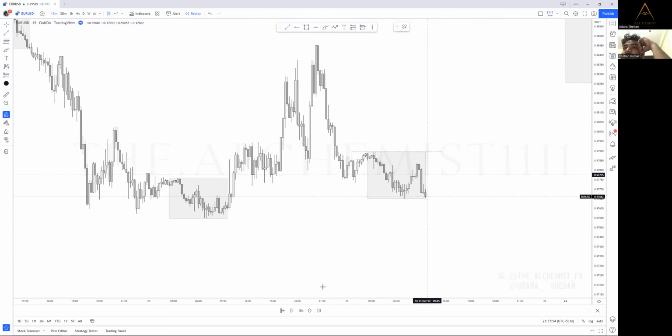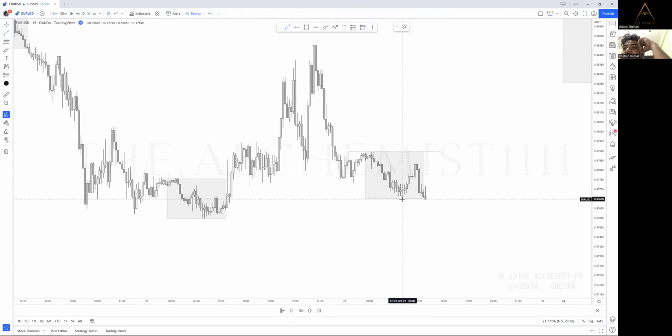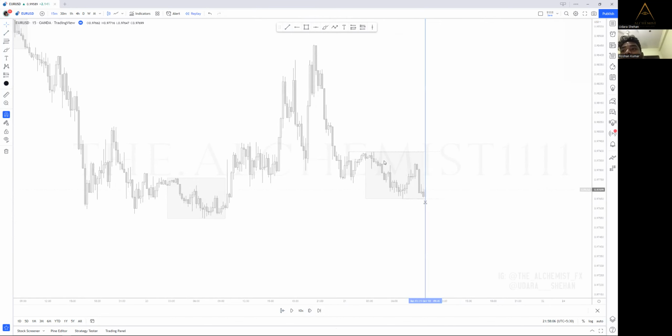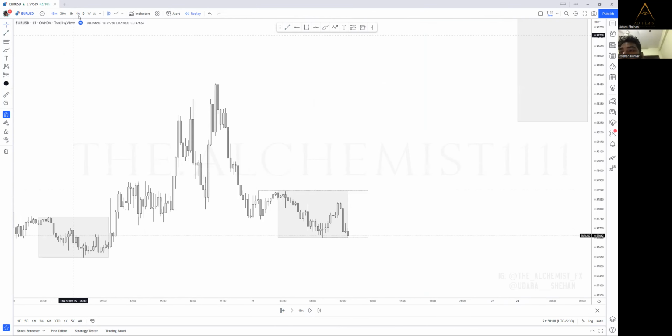And Asian low has created what? Equal lows. So now it's very obvious, right? Both of them are going to get taken out. Now let me go to the 4 hour time frame and check for POIs there, because there was nothing on the daily, obviously.